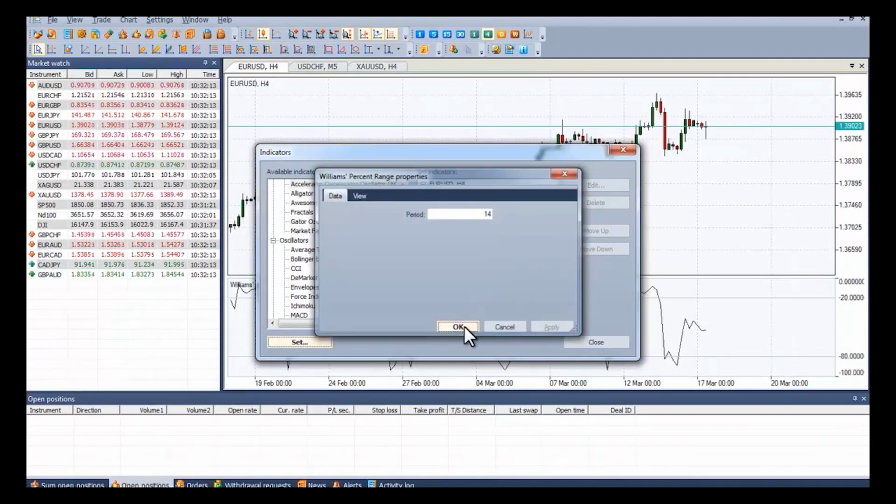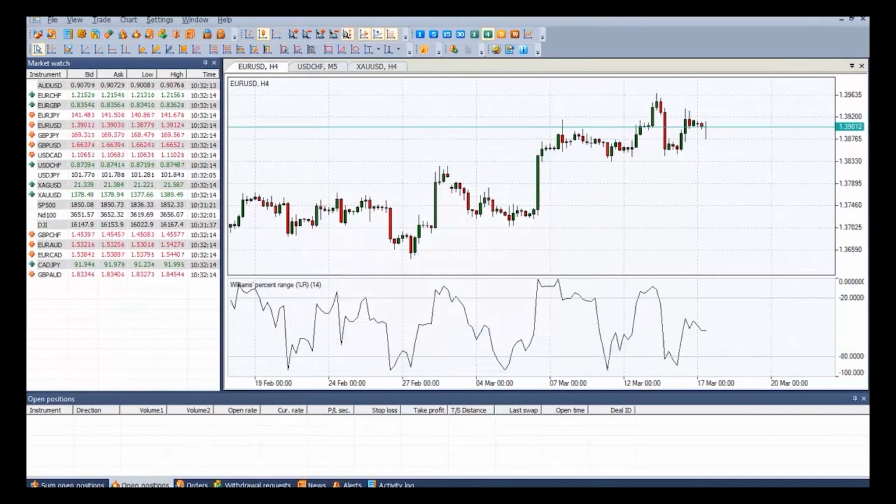Last on our list is the Williams percent range. Select it, OK, and there we go. The Williams percent range is a technical indicator developed by Larry Williams to identify whether an asset is overbought or oversold, and therefore to determine possible turning points. Unlike the stochastic oscillator we mentioned previously, the Williams percent range is a single line fluctuating on a reversal scale.